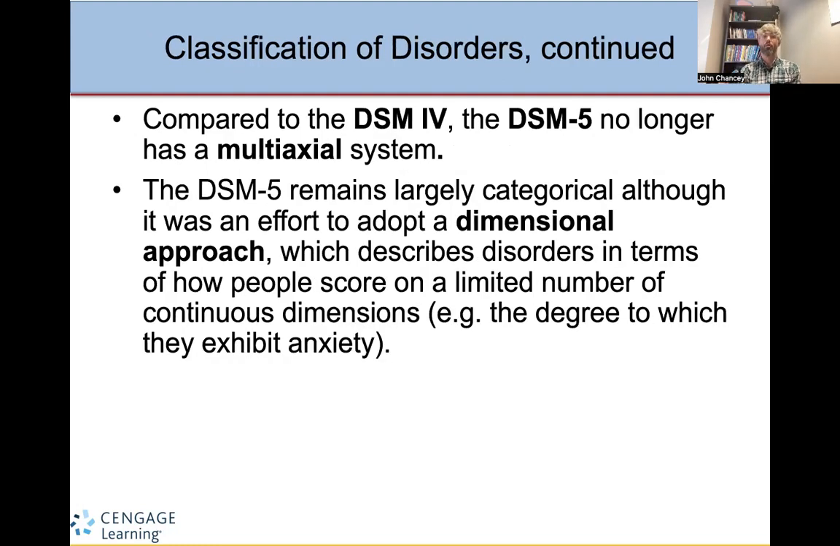Compared to the DSM-4, we now see changes in the DSM-5. There's usually a new DSM about every 5 to 10 years, probably closer to every decade. It's no longer multi-axis. Now we have a dimensional approach, which looks at disorders in terms of how people score on a limited number of dimensions, basically the degree to which you exhibit anxiety. It's more of a continuum now.